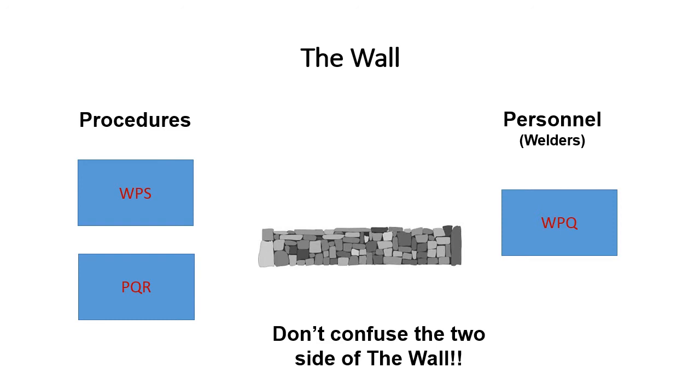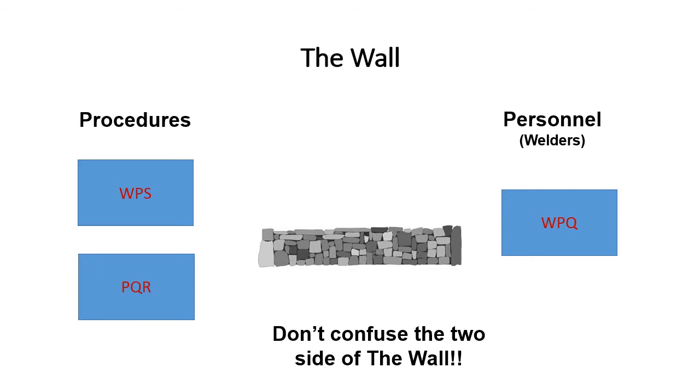We're going to talk about the wall between procedures and personnel. Don't confuse the two sides of the wall. This is a Walt Spurko thing. Walt Spurko is the president of ASME Section 9 and a really intelligent individual in regards to welding codes. But this is how he describes it. There's a wall there. Personnel, the WPQ, is on one side of the wall, and then procedures, WPS and PQRs, on the other. So you've got to be careful and not get these things mixed up.